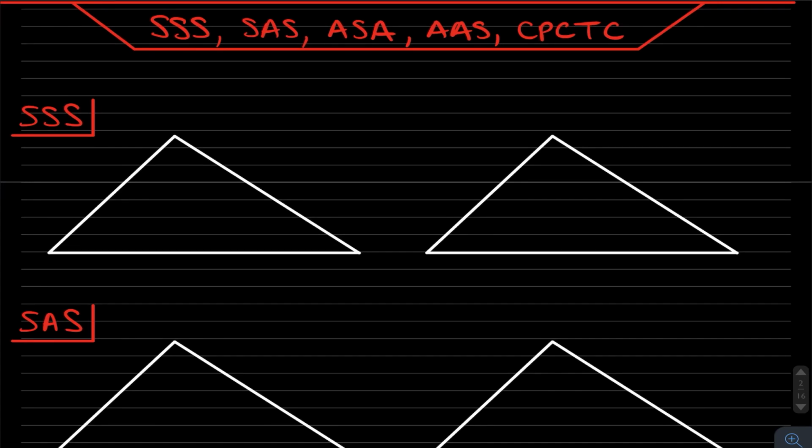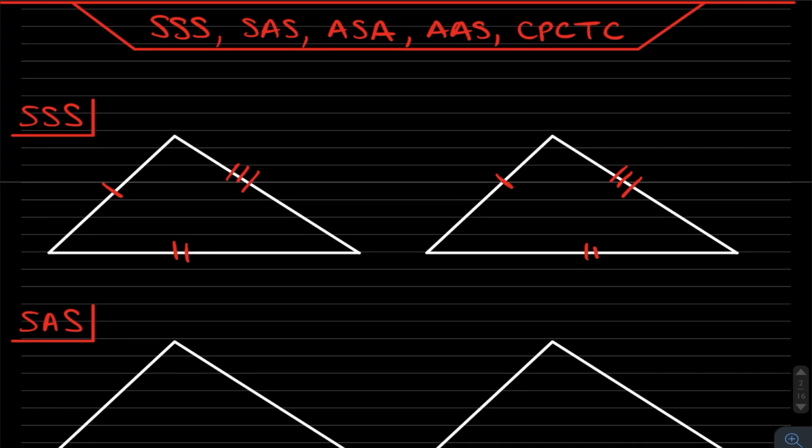So for instance, for side, side, side, if we have two triangles and we know that these two sides are congruent, we know that these two sides are congruent, and we know that these two sides are congruent, well then we know that these two triangles have to be congruent. That's if they have all three sides that are congruent to each other. And that is side, side, side.